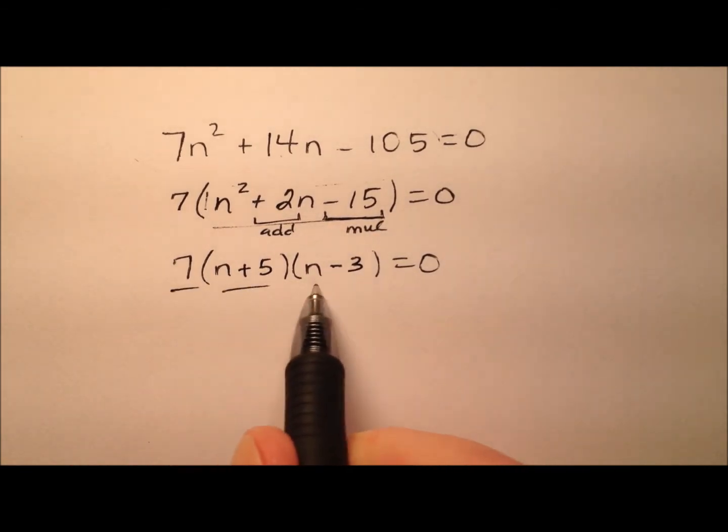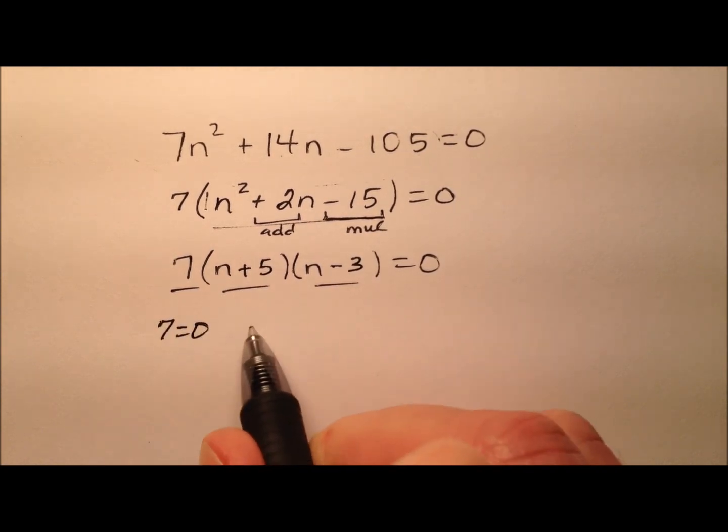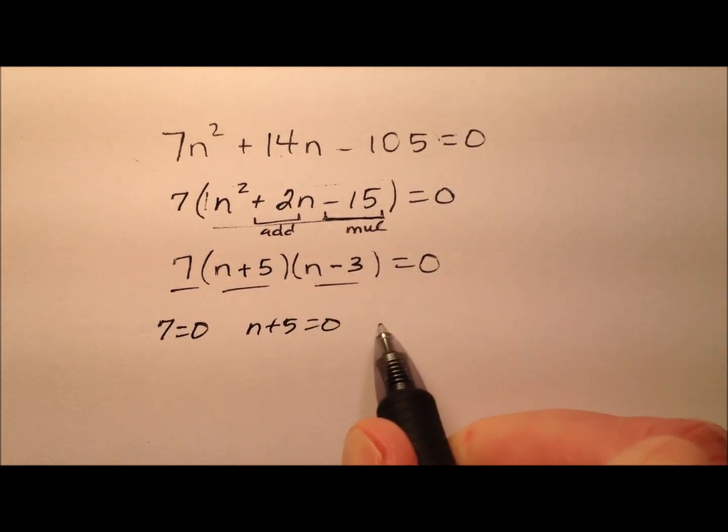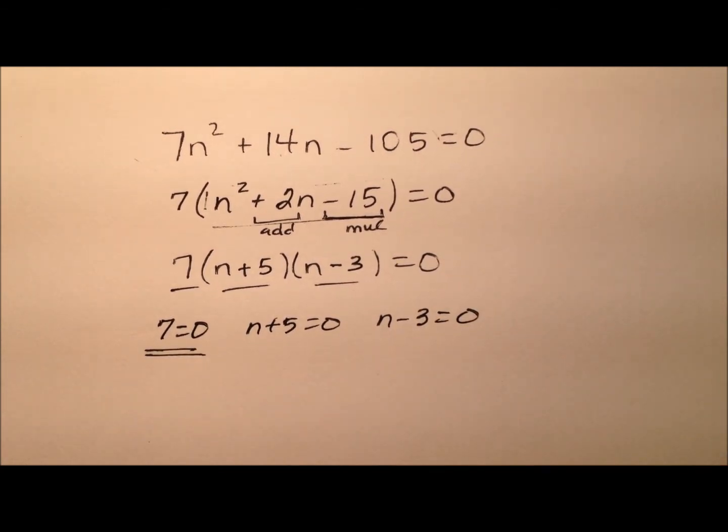Okay, so I have 1, 2, 3 factors here that I've used, so I'm going to set each one equal to 0. And as we just got done discussing, this 7 equals 0.